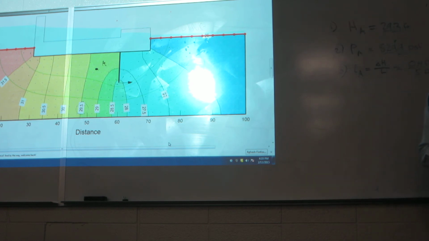Caleb? Does knowing the maximum or minimum gradient tell you much? What does it tell you, I guess? It tells you where you're going to potentially have problems. If there was going to be erosion and piping occurring anywhere on this, where would it occur? Right there, around the edge of the sheet pile.